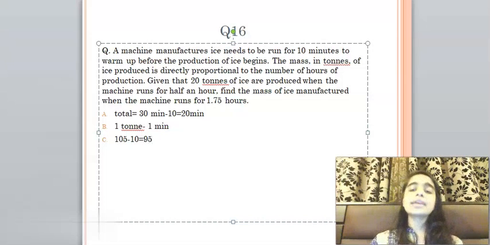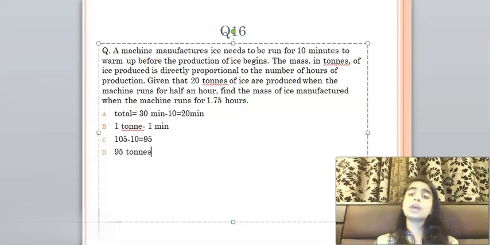Now, I said that for 1 ton of ice to be produced, 1 minute is required. So in 95 minutes, of course, 95 tons of ice would be manufactured. So we have found our mass, that is 95 tons. So although when you read this question, there are so many things, you shouldn't get confused. You should just stick with what they're saying in the question and try to understand the question. Okay, so that is something very important.